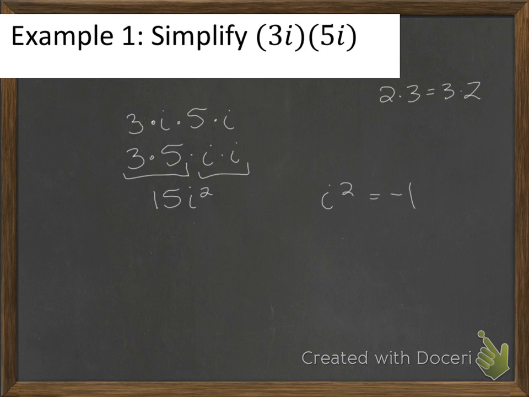In other words, i squared is actually a real number, and we need to substitute that value of negative 1 in place of i squared. If you leave it as i squared, you're not going to earn full credit. So 15 times negative 1 is negative 15. This is your final answer, negative 15.